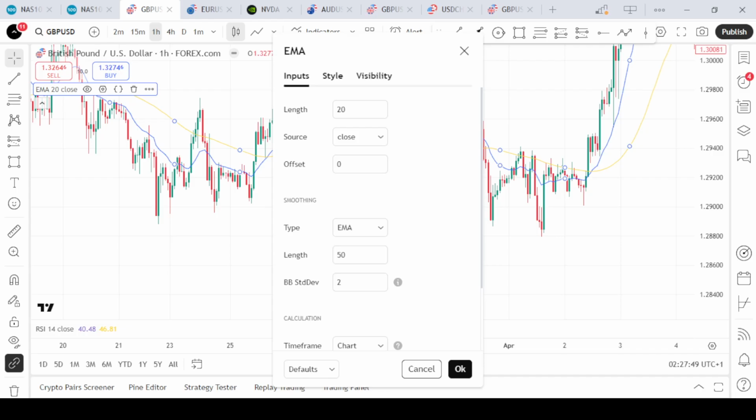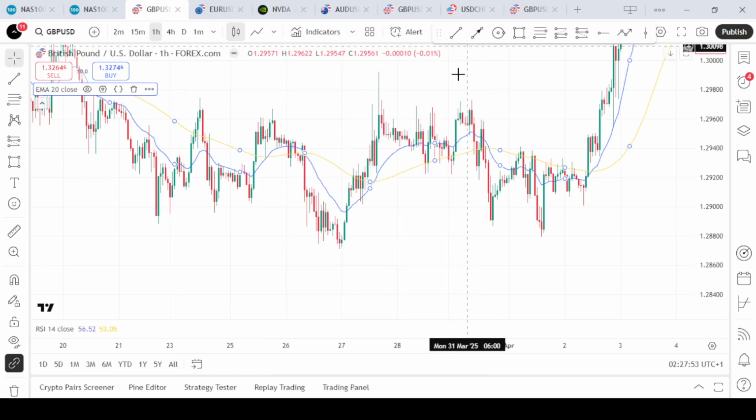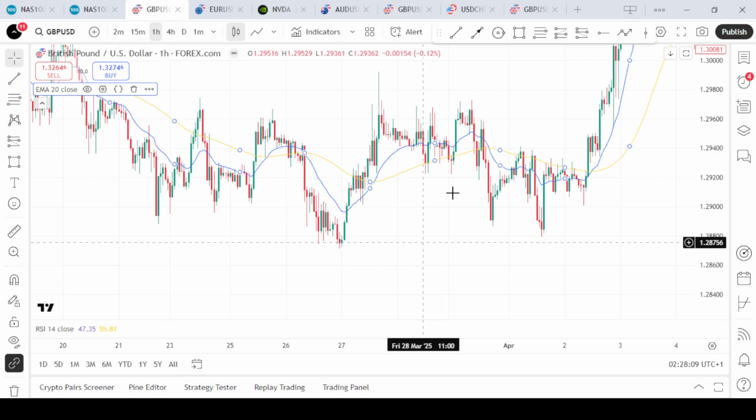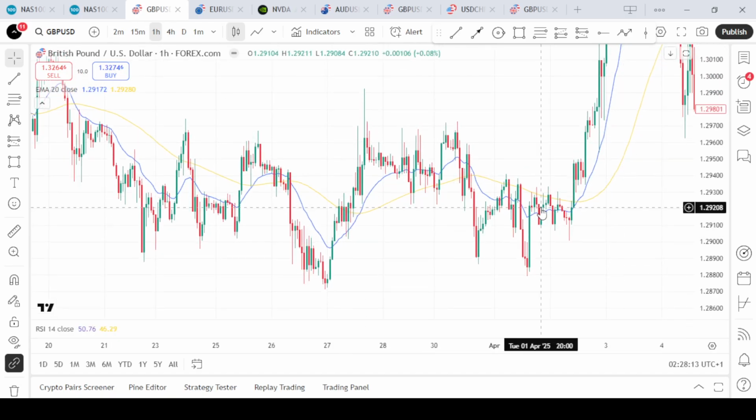Now, when the short-term moving average is above the long-term moving average, that's when this blue line is above the yellow line. The blue line is the short-term moving average. When it's above the long-term moving average, which is this yellow line, this signifies an uptrend, typically meaning that price is moving in the up direction.